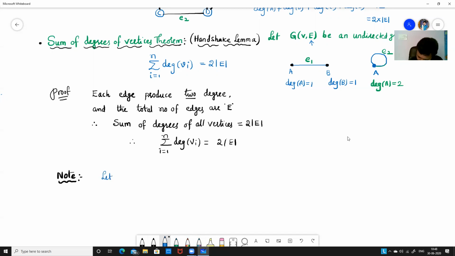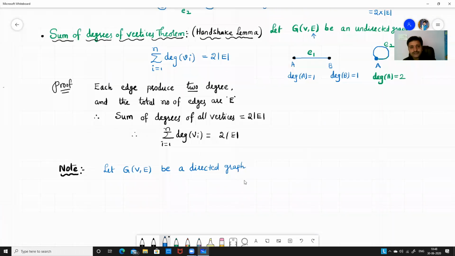Suppose let G of V comma E be a directed graph. We are considering this time that the graph is a directed graph. Whenever the graph is a directed graph, then we can discuss the degree of a vertex with respect to two parameters. One is in degree, another one is out degree. So what is the meaning of in degree and what is the meaning of out degree?